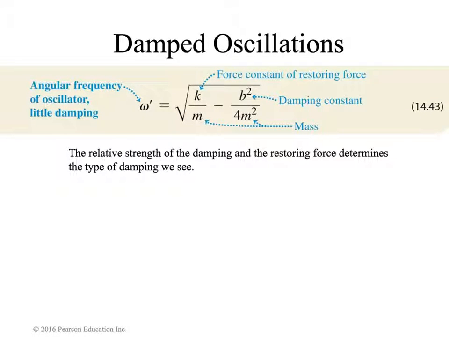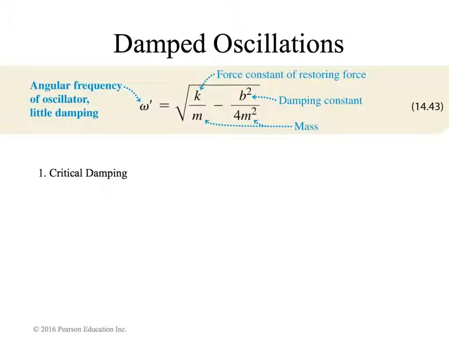What omega ends up looking like is going to depend on how these two factors are related to each other, because it ends up that we have basically three types of damped oscillations, and all three of those are determined by the relative strength of the damping force compared to the restoring force. So let's go through those.